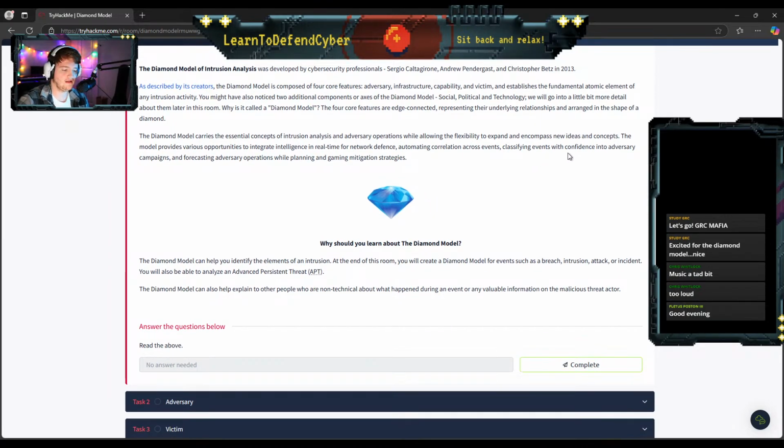So, classify events with confidence into adversary campaigns, forecast adversary operations. That's a big part of this, right? You want to be able to get ahead of the ball. If we were reactive the entire time, we would just constantly have issues, and no one would have any fun.